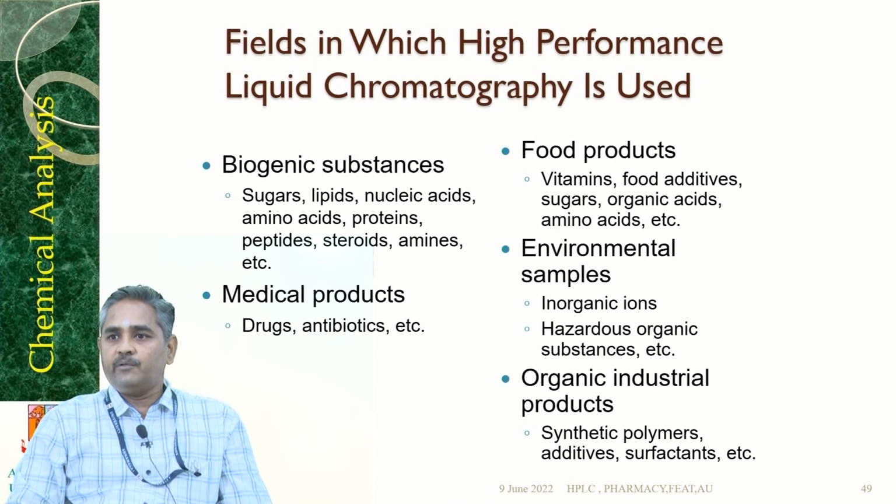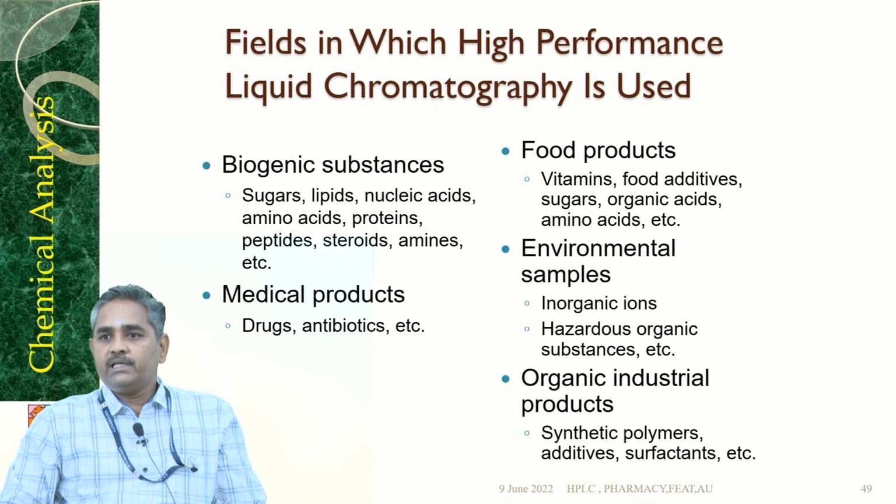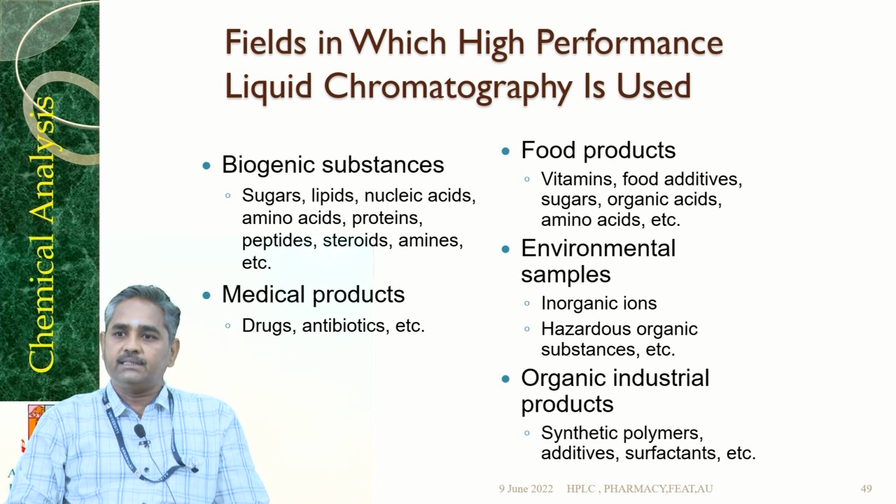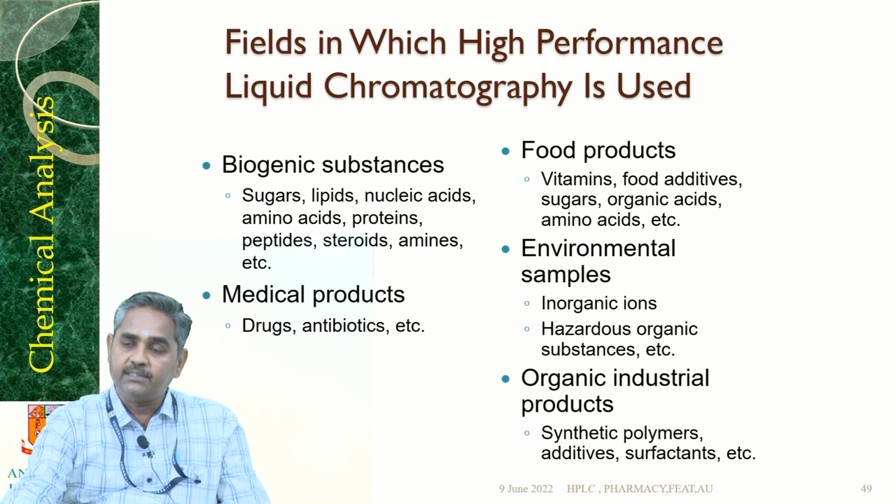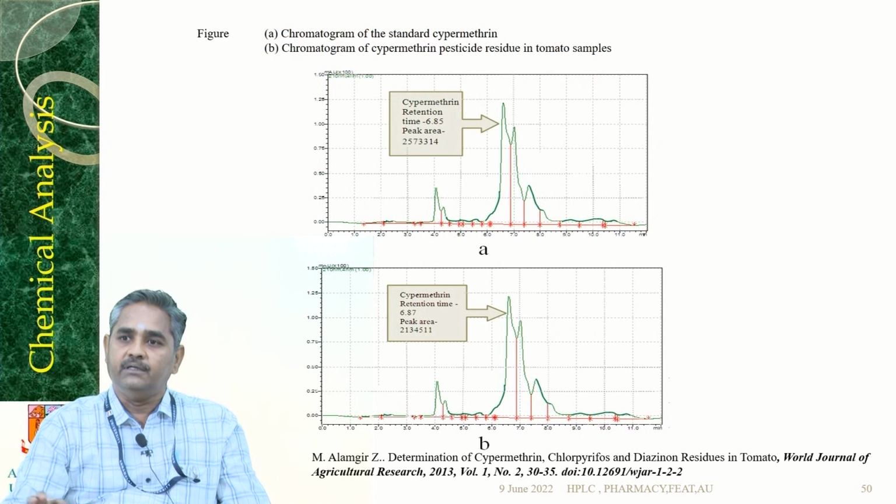Fields in which high performance liquid chromatography is used. Biogenic substances like sugars, lipids, nucleic acids, amino acids, proteins, peptides, steroids, amines, etc. can be analyzed using HPLC, and the main usage in the pharmaceutical field is to analyze drugs and antibiotics, etc. In food products, vitamins, food additives, sugars, organic acids, amino acids, etc. can be analyzed. Environmental samples like inorganic ions, hazardous organic substances, etc. and organic industrial products like synthetic polymers, additives, surfactants, etc. can be analyzed using high performance liquid chromatography.